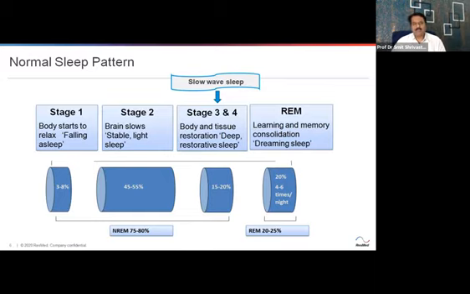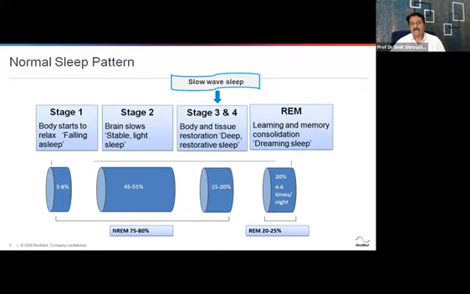Then we have slow wave sleep, or stage 3 or 4 sleep, where actually the body and tissue restoration happen. This is a deep restorative sleep, and this is where whatever we have learned starts to become permanent.